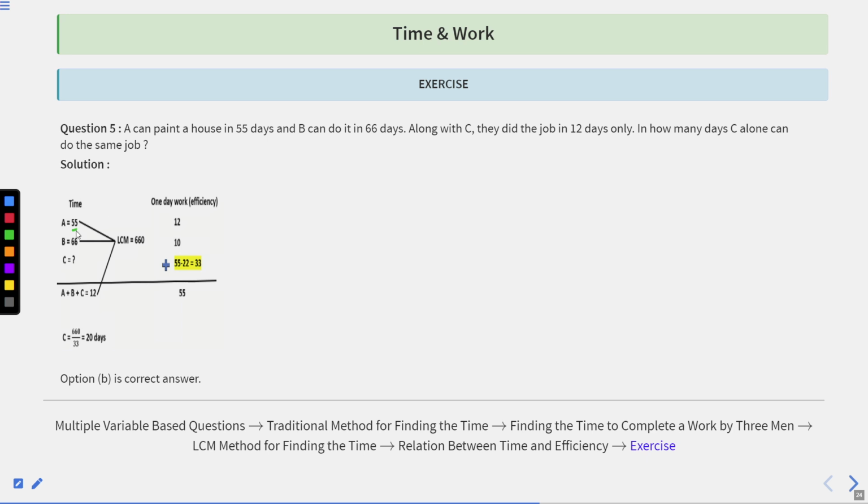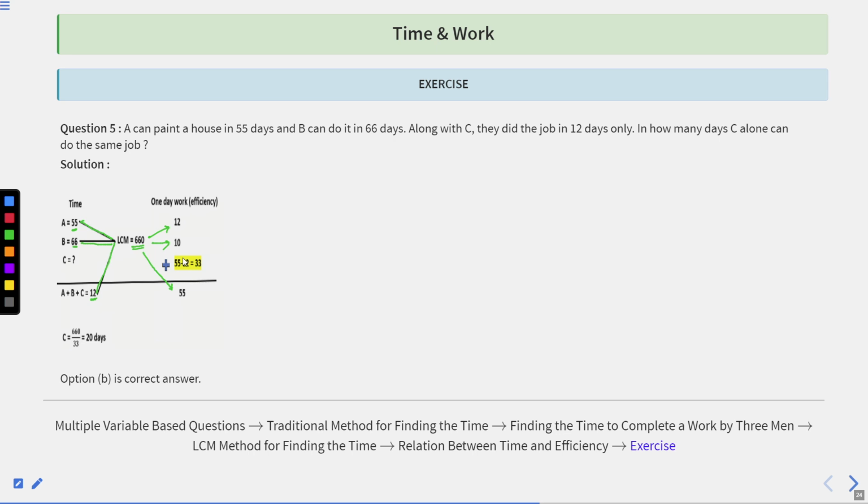So A takes 55 days, B takes 66 days, and together they take 12 days. ABC together takes 12 days. So take the LCM of 55, 66, and 12, and the LCM is going to be 660. Okay. So 1 day work efficiency of A is going to be 660 divided by 55, that will be 12. 1 day work efficiency of B is going to be 660 divided by 66, that is 10. And when they work together, their work efficiency is 660 divided by 12, that is 55.